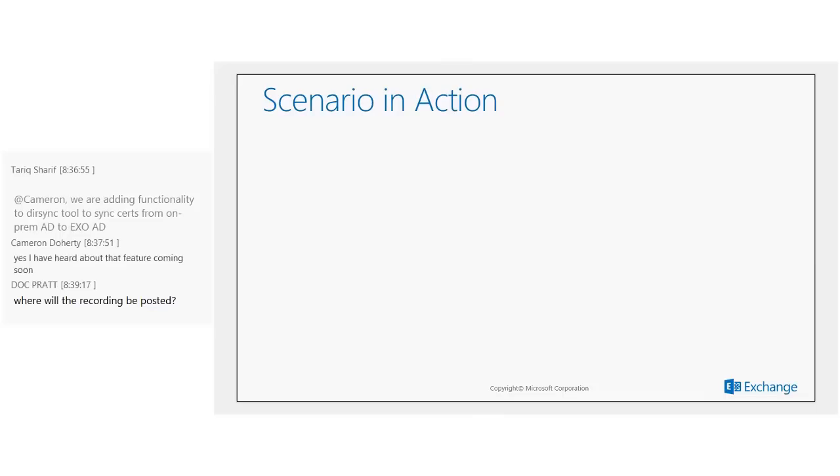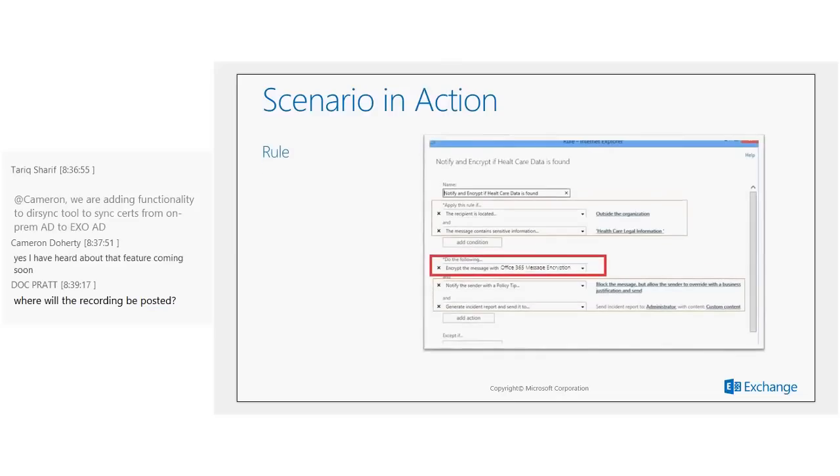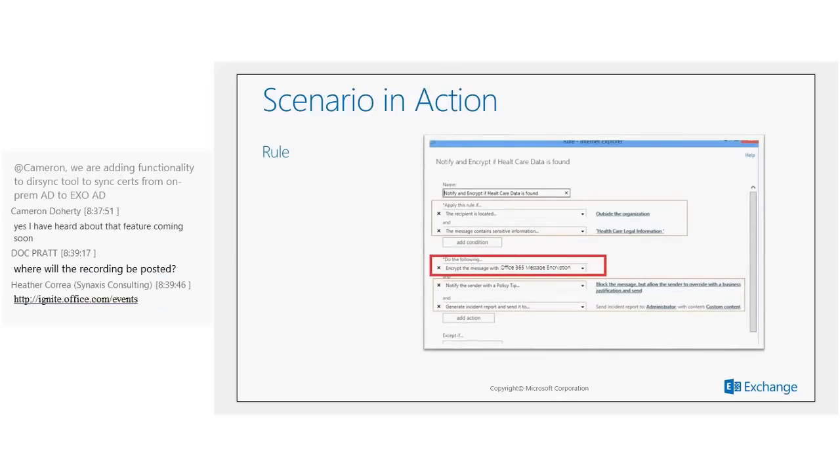The first thing that I'll do as an admin would be to go and create a rule that helps me depict the scenario. Setting up a rule is simple. What I'm doing here is using the out-of-box capabilities of DLP to detect that there's something sensitive. In this case, that happens to be the healthcare legal information. And the second condition is that the recipient is located outside the organization.